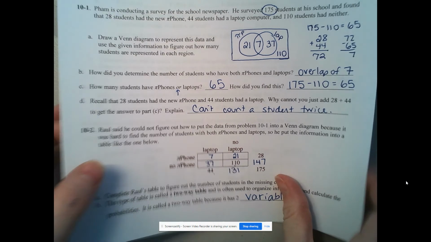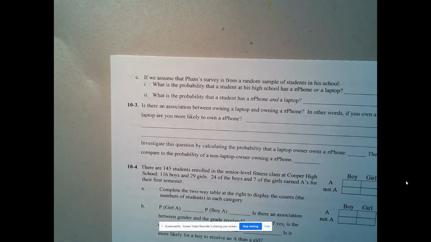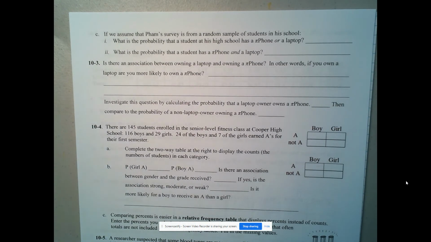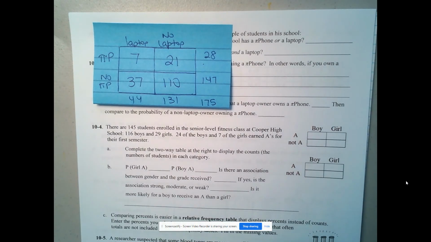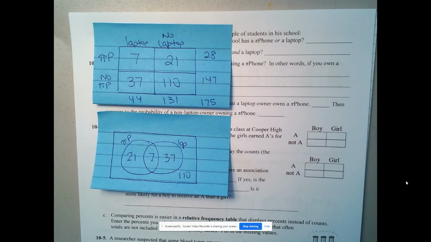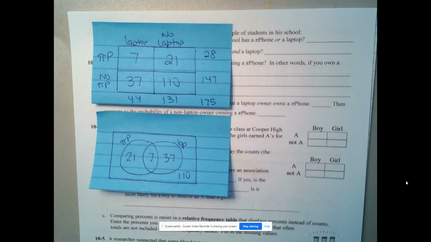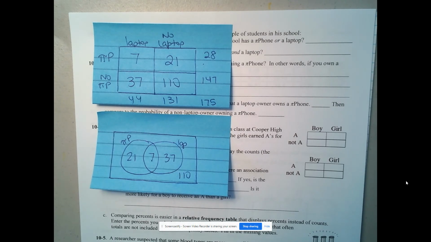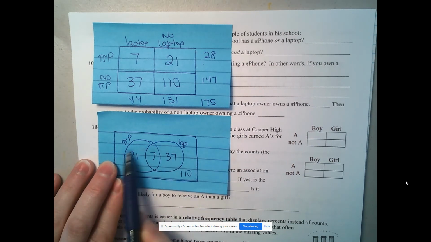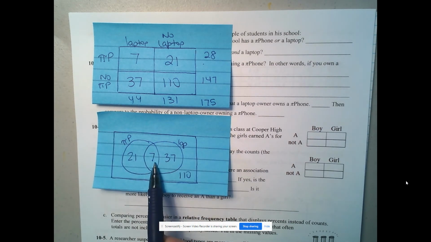All right. If we assume that Pham's survey is from a random sample of students in his school, what is the probability that a student in his high school has a Pi phone or a laptop? Okay, so we can look at, this was the two-way table from the front, and this was the Venn diagram from the front. So if we want to look at the probability that a student in his school has a Pi phone or a laptop, we got that number by adding up the 21, the 7, and the 37. We had 65 kids total that were inside the circles.